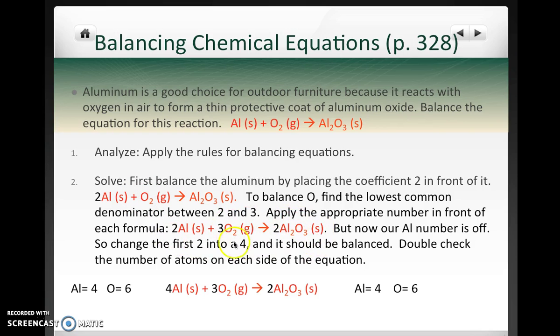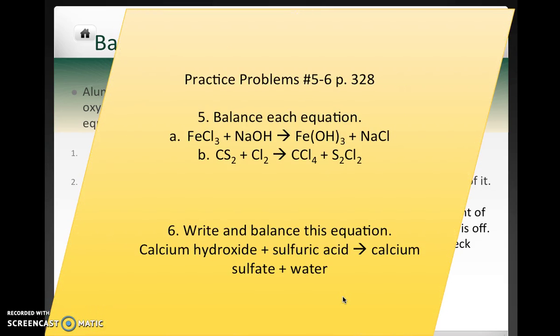However, at this step, our aluminums are not correct. So we have 2 times 2. We have 4 aluminums on this side and 2 aluminums on our reactant side. So we need to put a 4 in front of this first aluminum to have a complete balanced equation. So you can check that here. Count your atoms on both sides to double check. All right, now it's your turn.